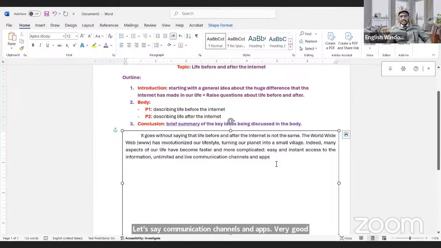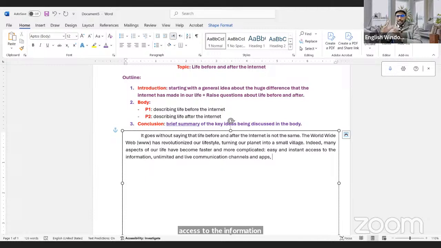Very good. Nice. And one more aspect. So it talks about easy access to the information, and it talks about communication. Let's say another thing. Maybe we can raise this question of AI, which has revolutionized again the world of information.